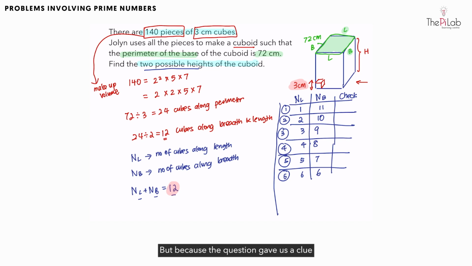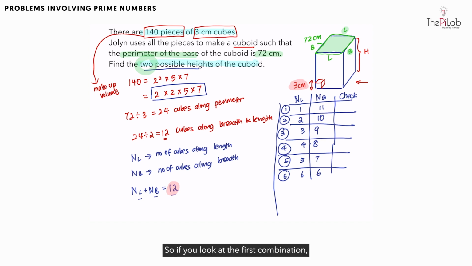combinations. But because the question gave us a clue, there are only 2 possible heights, which means that out of a total of 6, I need to eliminate 4 of them. So which ones do I eliminate? This is where we're going to use the prime factorization of 140 to help us.